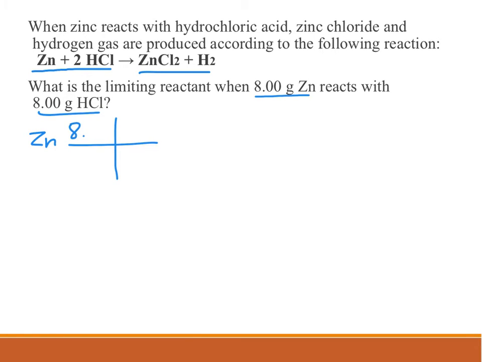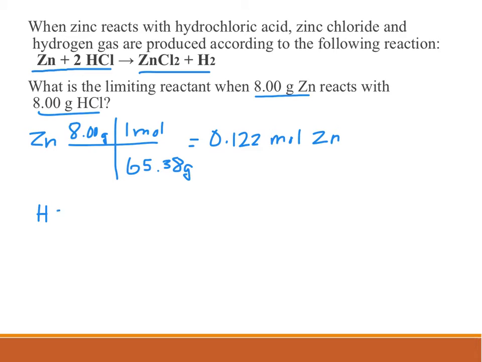We've got 8 grams for zinc, and so it's going to have 1 mole in this spot, and then we need to look up our molar mass for zinc. On the periodic table, you'll see that it's 65.38 grams. And if you do the math, if you divide 8.00 by 65.38, you're going to get an answer of 0.122 moles. So this is how many moles of zinc are found in that 8 grams.